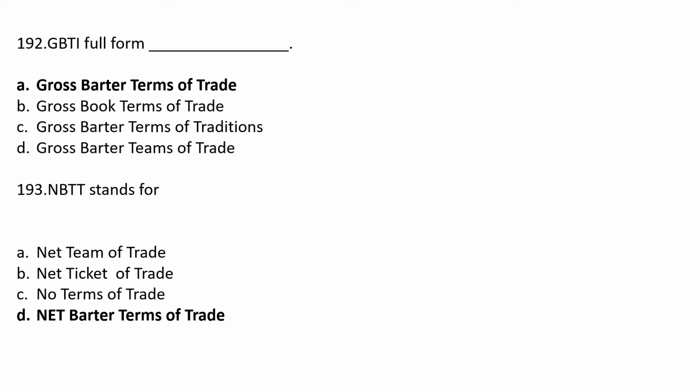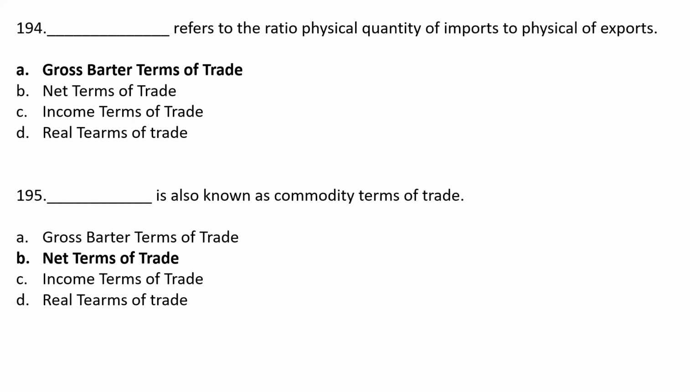NBTT stands for net term of trade. Option B, net ticket of trade. Option C, no term of trade. Option D, net barter terms of trade. The correct answer is option D, net barter terms of trade. NBTT stands for net barter terms of trade.